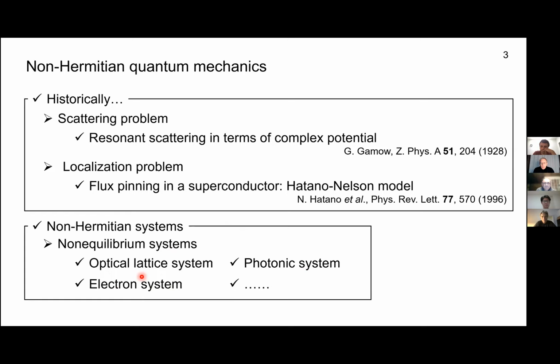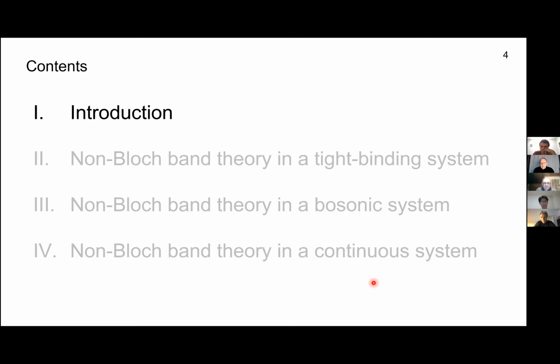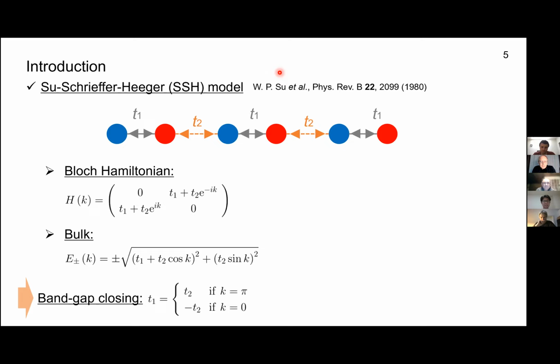First of all, as an introduction, I will talk about the concept of the non-Bloch band theory in terms of topology, the topological bulk-edge correspondence. First, I introduce the Su-Schrieffer-Heeger model shown here. This model has two sublattices represented by blue and red. This system has an intra-hopping term T1 and an inter-hopping term T2.